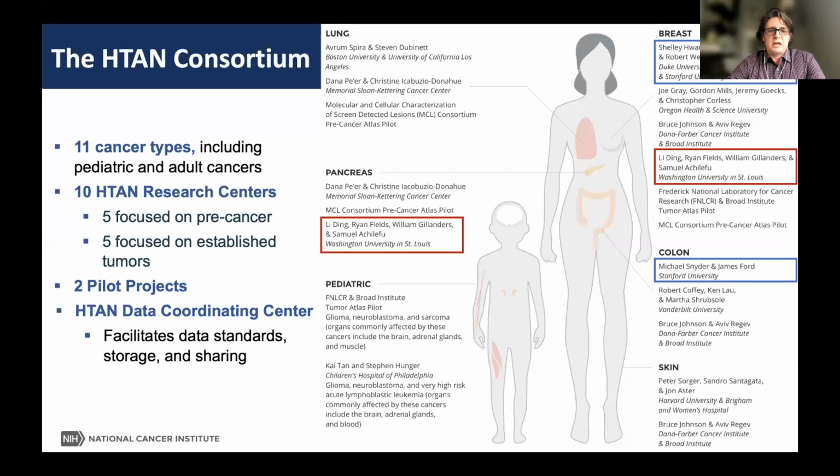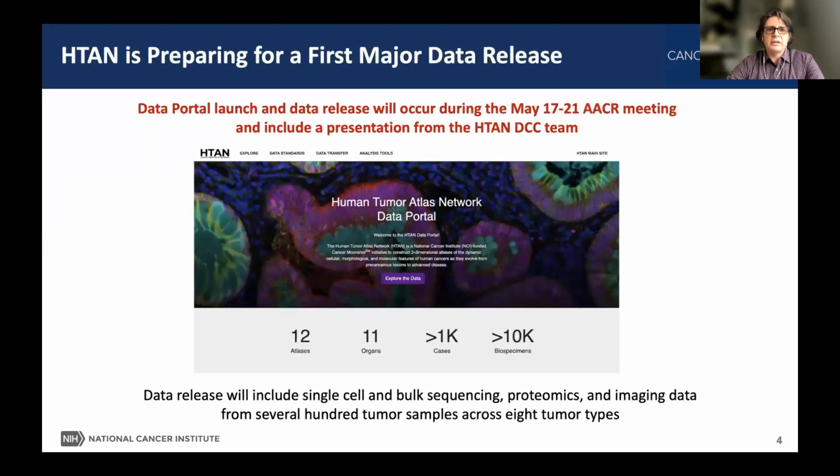HTAN also includes a data coordinating center, which is tasked with developing and implementing data standards, storage, and sharing of data with the broader research community, as HTAN is really a data generation resource, as well as an investigational program. And relatedly, HTAN is preparing for our first major data release. And the data portal, which is shown in the figure here in the center of the slide, will launch with an initial data release during the May 17th to 21st AACR meeting that's coming up in a couple of months.